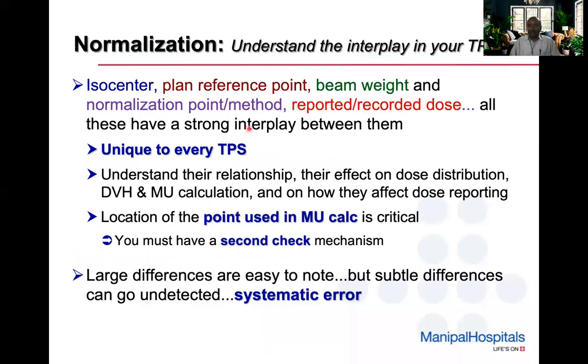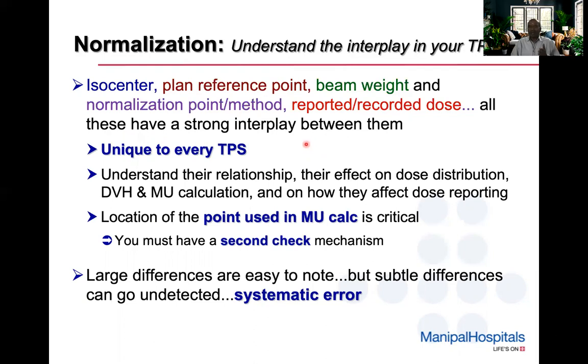And also understand the interplay in your TPS. All of the people involved in the plan evaluation should know how the TPS is handling the normalization. The isocenter, the plan reference point, the beam weight, the normalization point or method, the reported and recorded dose, all of these have got a strong interplay between them. And they're all unique to every treatment planning system.